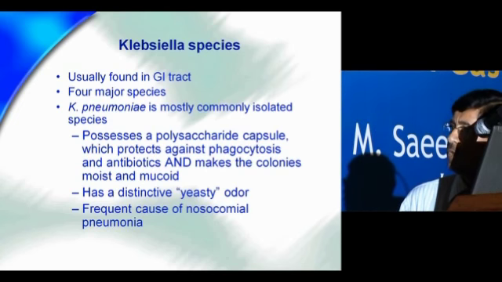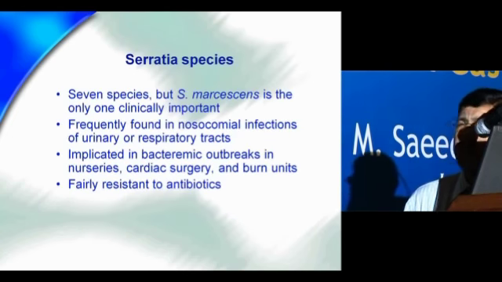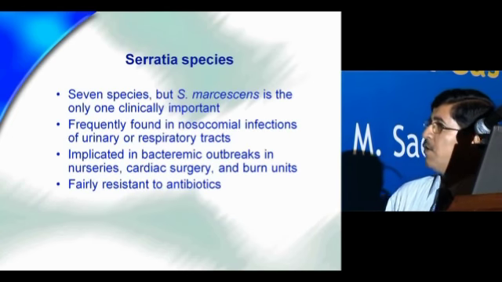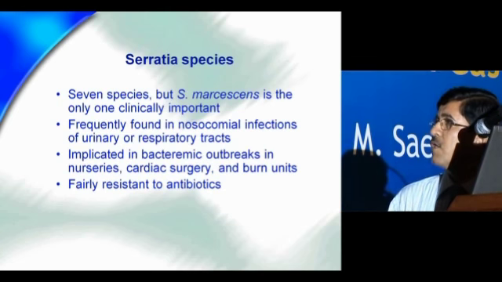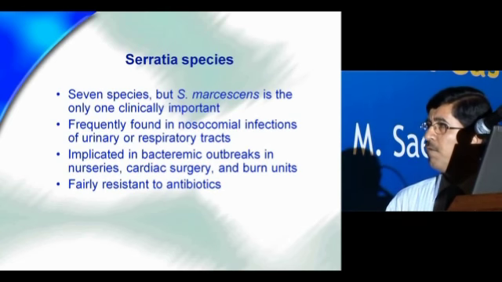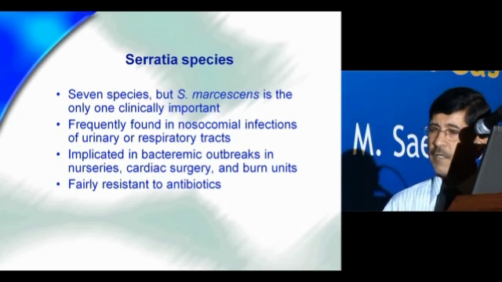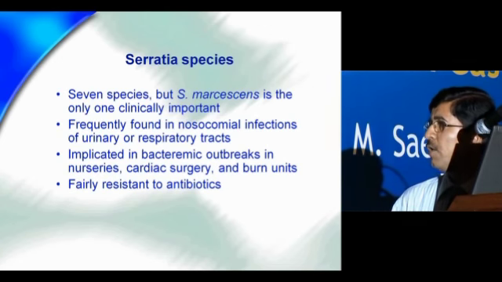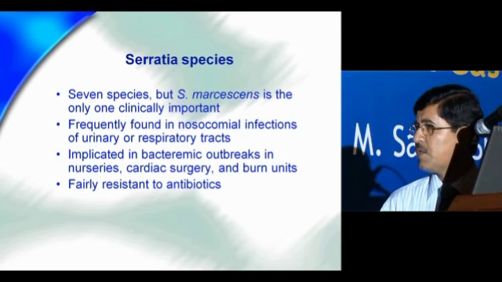Serratia, there are 7 species. Serratia marcescens is the only one which is clinically important, frequently found as a nosocomial infection of urinary or respiratory tract infections, and they are implicated in the bacteremic outbreaks in the nurseries, cardiac surgeries and burns, and fairly resistant to antibiotics. Major characteristics are certain biochemical characteristics.